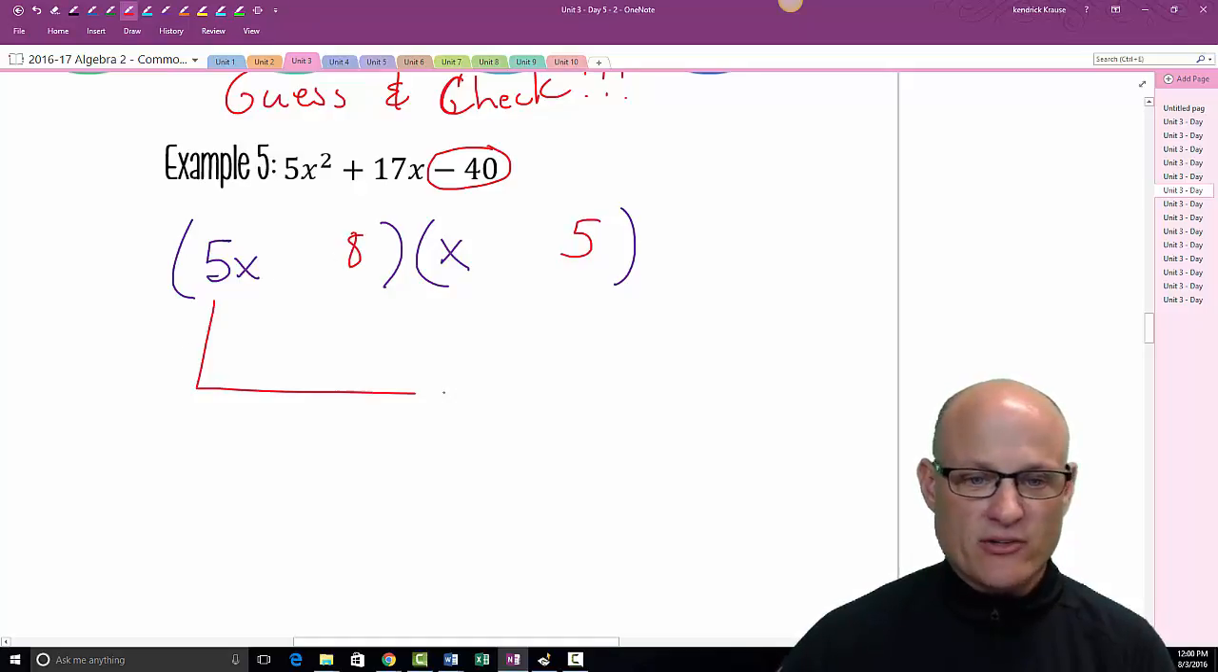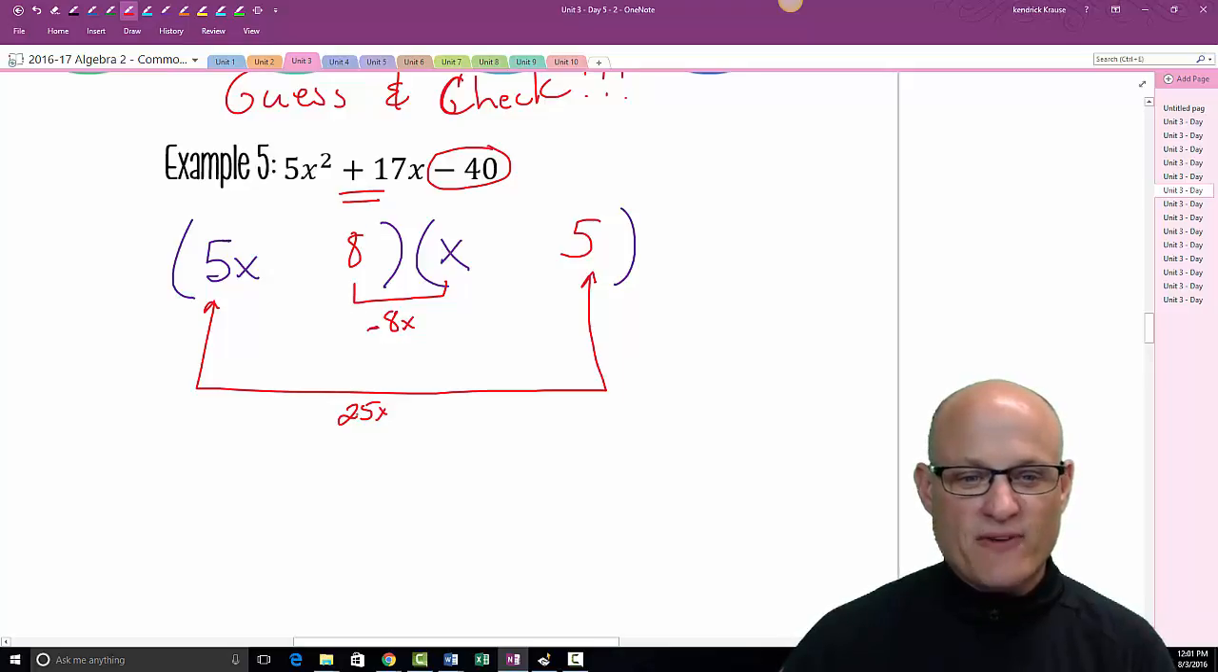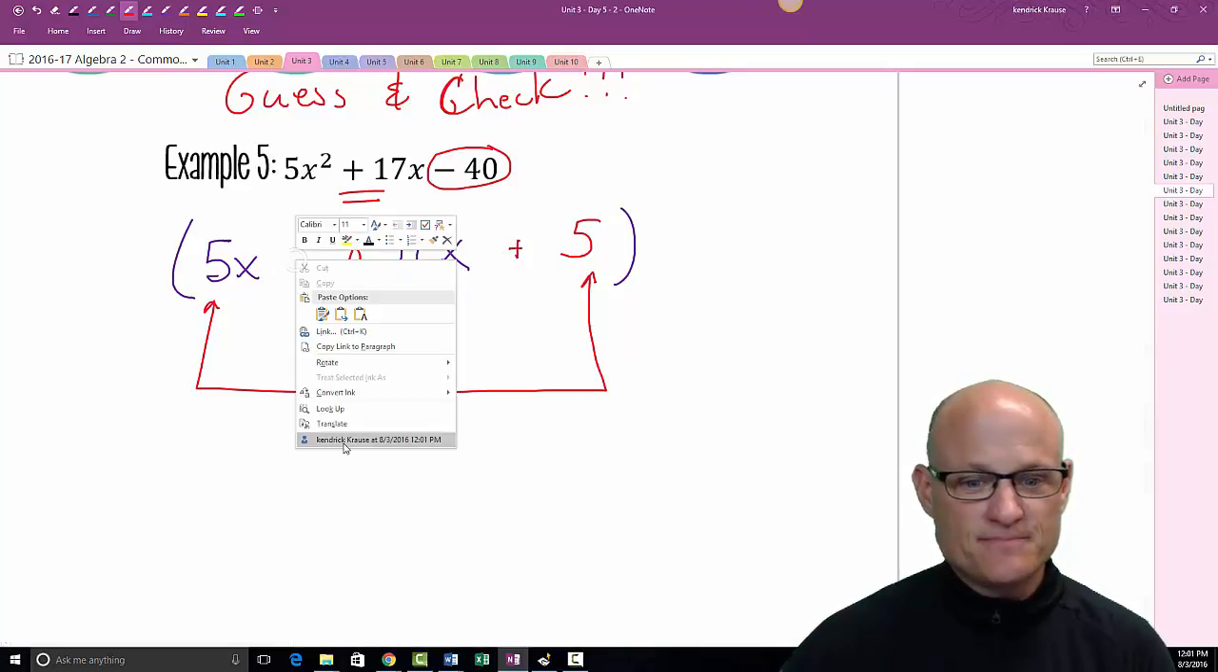Now remember, because it's negative, they're going to subtract to give me 17. This is 25x. This is 8x. That's why we did that middle work. All right, so let's see. They have to multiply to a positive. If they have to add up to a positive, wouldn't this one have to be negative? And isn't 25 minus 8 17? Yes, it is. So the positive 25 and the negative 8.